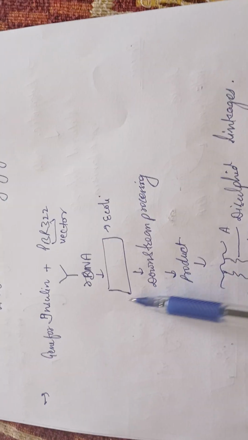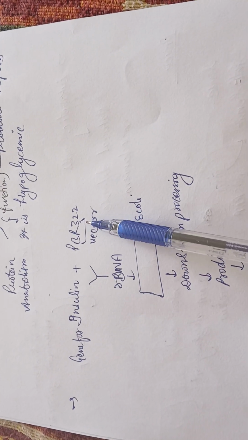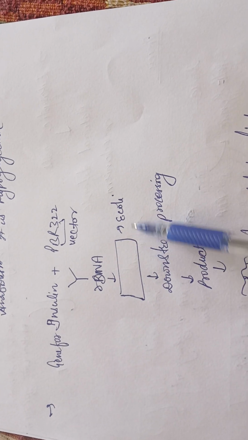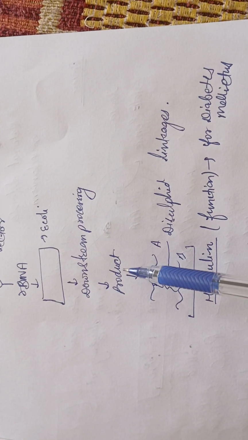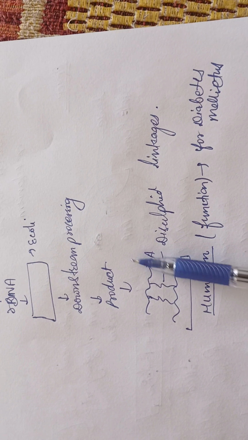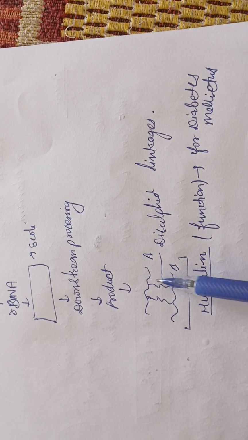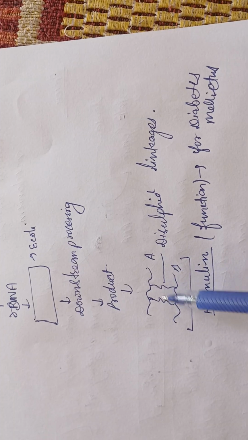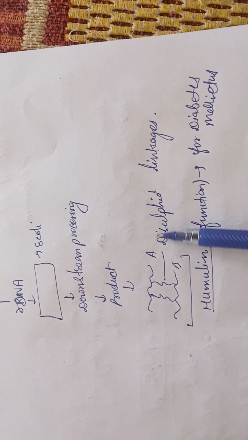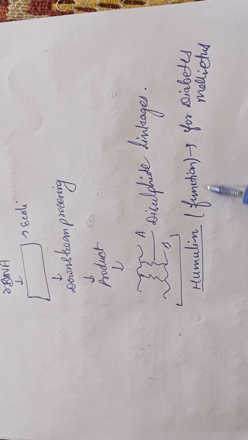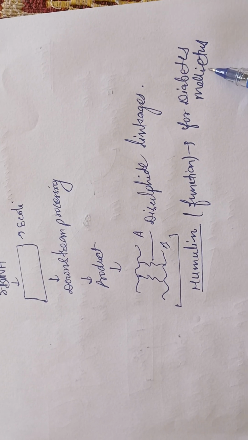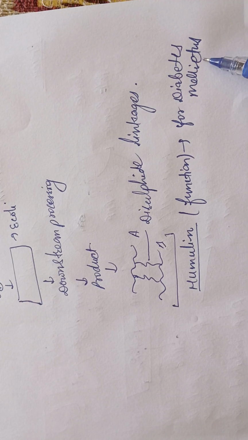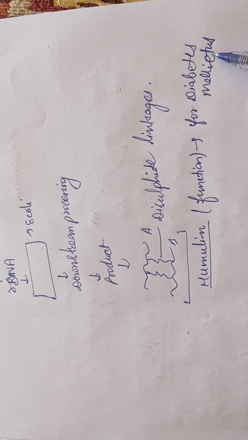Now we take the gene for insulin and the vector pBR322, and recombinant DNA is produced and put into E. coli. Then we do the downstream processing, and we get the product Humulin. This is the A chain and this is the B chain, attached together by disulfide linkages, and Humulin will function to help treat diabetes mellitus. So this is all about the applications of biotechnology.